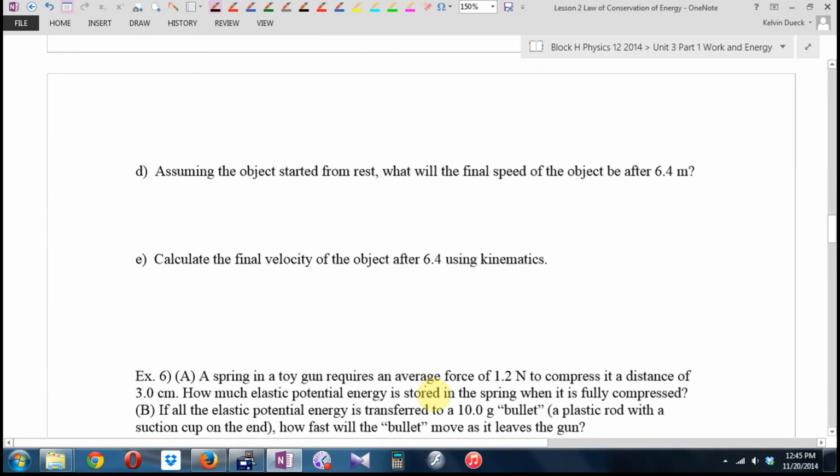Assuming the object starts from rest, what will the final speed of the object be after 6.4 meters? What did we just calculate in part C? The work energy theorem says the net amount of work is equal to the change in potential plus the change in kinetic. I think we're staying on the ground and ending up on the ground. So what I really have here is the change in kinetic. What's the change in anything?